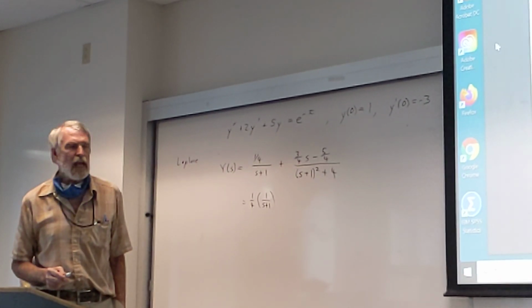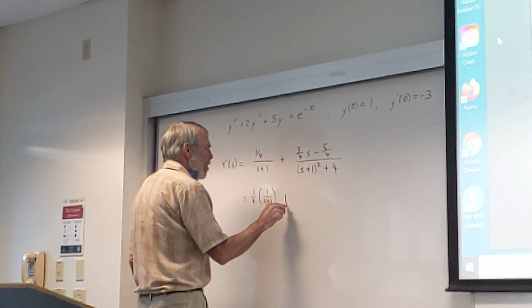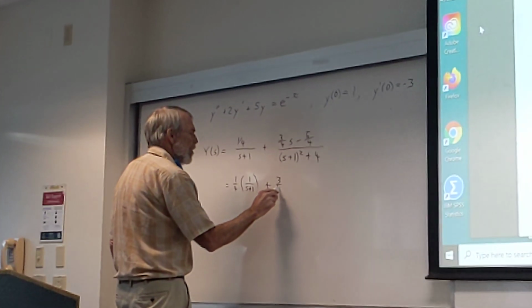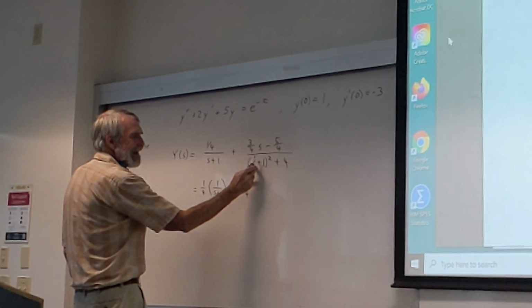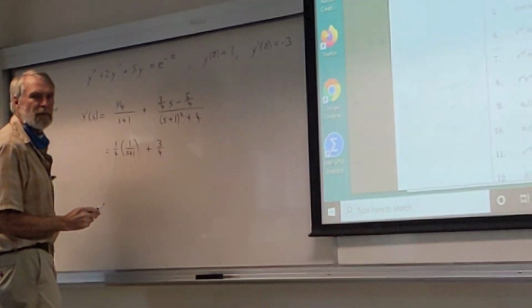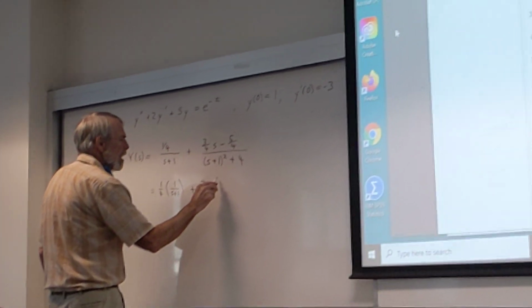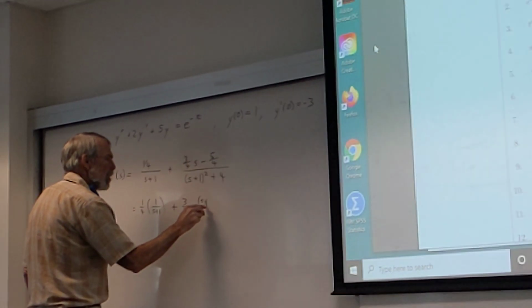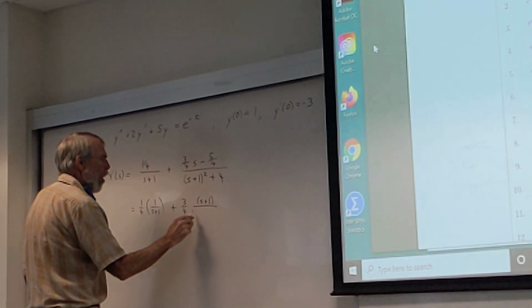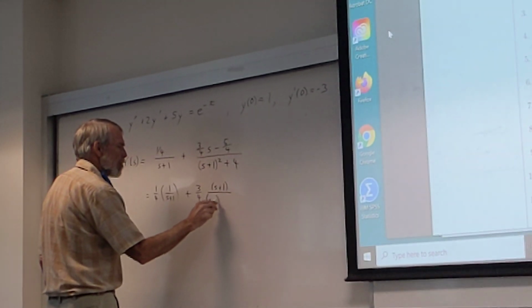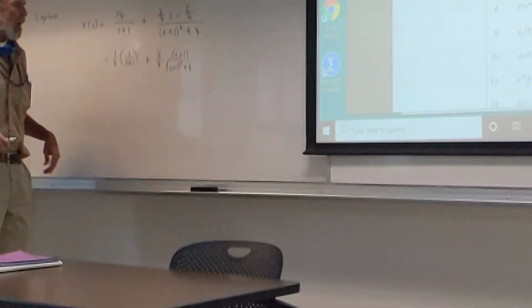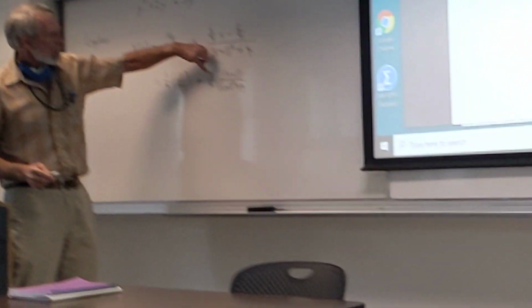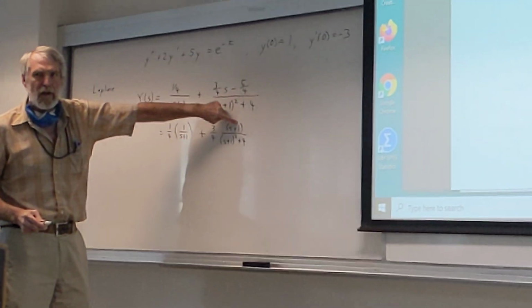Okay, that's in the table. Now, we're going to do 3/4. If I have an s there, well, I need an s plus 1, don't I? So I'm going to need an s plus 1 here, all divided by this s plus 1, the quantity squared, plus 4. All right, so now I've used 3/4 here.